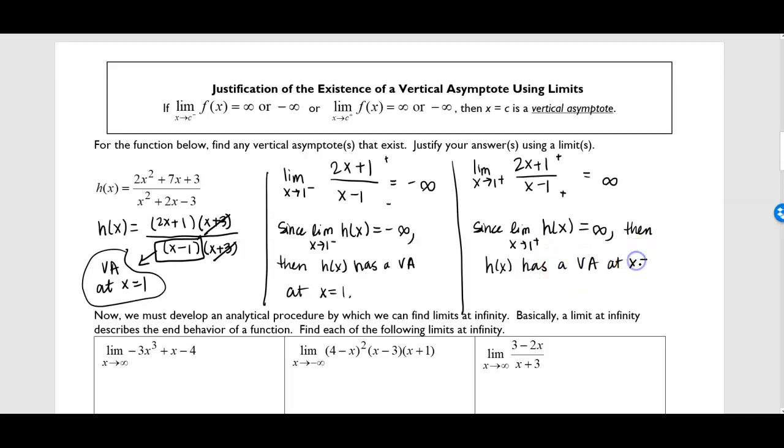at x equals 1. Again, you want to make sure on these problems that you are actually saying that the limit is infinity or negative infinity where you can, and don't just write does not exist.